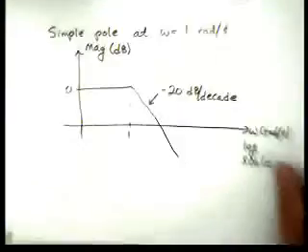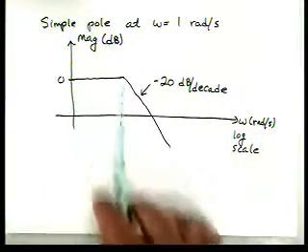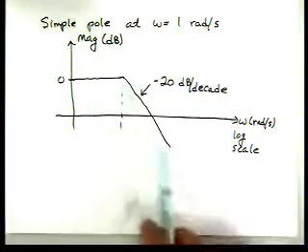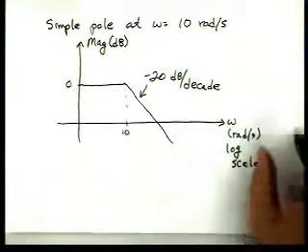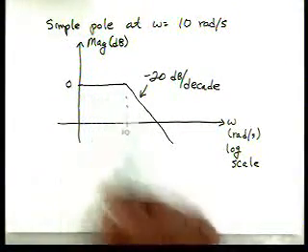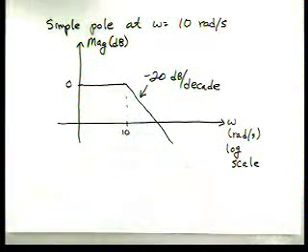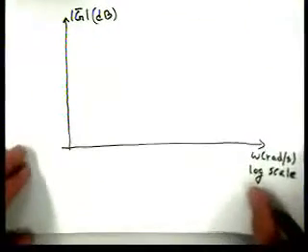Okay, the simple pole at omega equal 1 has a gain of 0 until omega equal 1, and it breaks down at minus 20 dB per decade. And the simple pole at omega equal 10, its magnitude characteristic has a gain of 0 until omega equal 10, and it breaks down at minus 20 dB per decade. So now let's combine all these together.